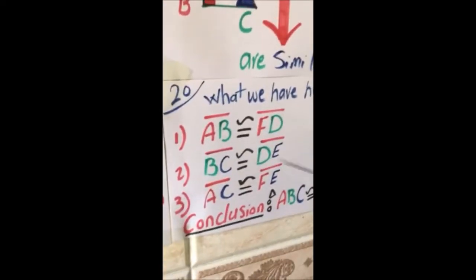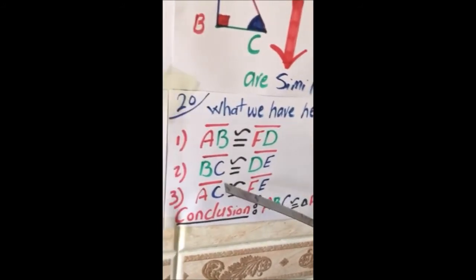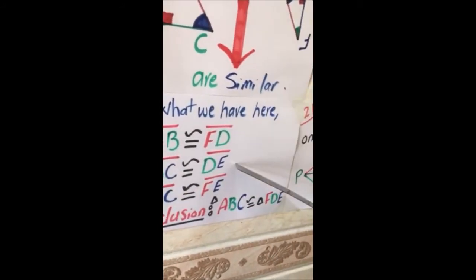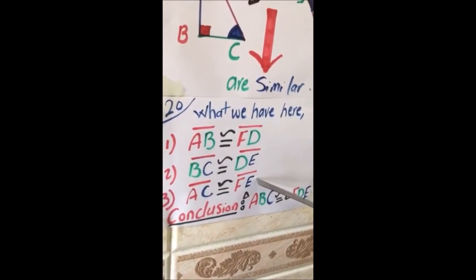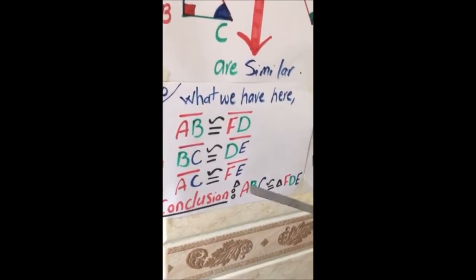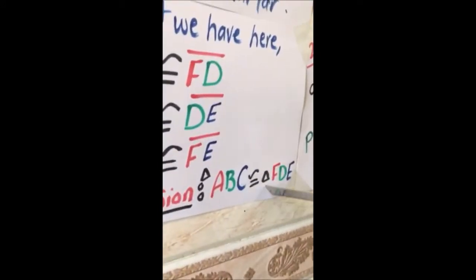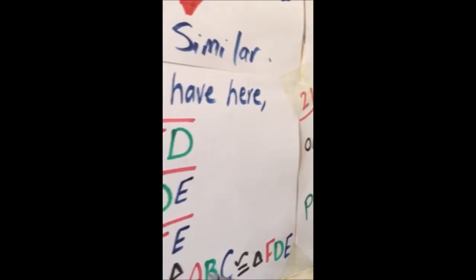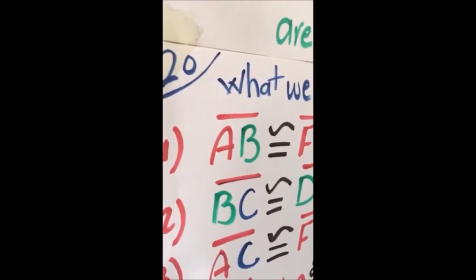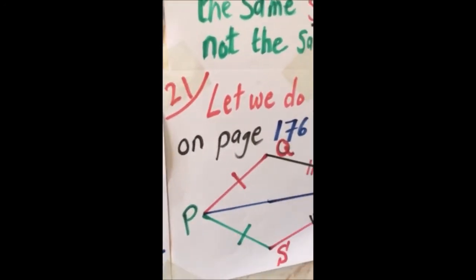So what we have here: the length of side AB is congruent to the length of side FD, the length of side BC is congruent to the length of side DE, the length of side AC is congruent to the length of side FE. So our conclusion is that these two triangles are congruent. And you know, this symbol is the sign of congruency. So these two triangles, ABC and FDE, are congruent. Let me go to example 1 on page 176.